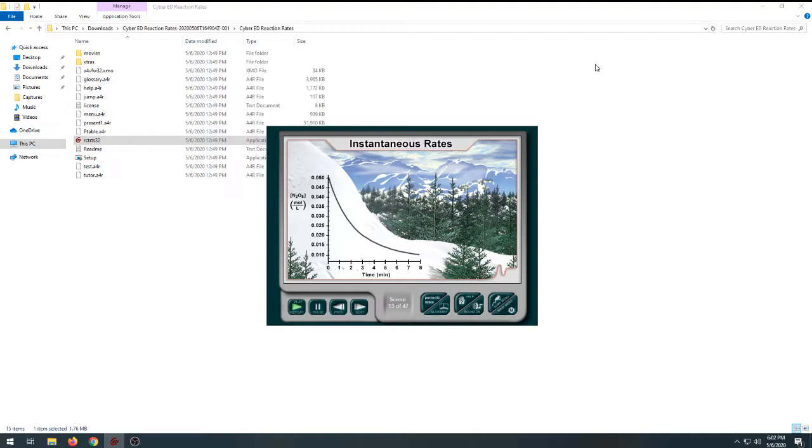The data from the last scene, along with further measurements, have been plotted on this graph. Time is measured along the horizontal or x-axis.